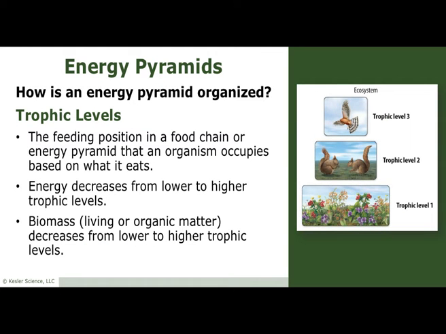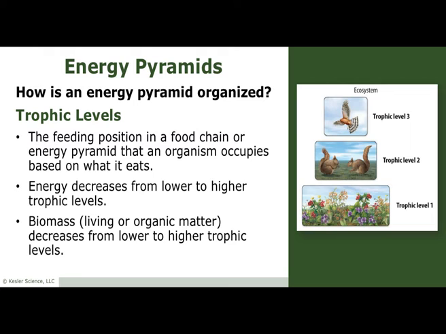In an energy pyramid, we have something called trophic levels. We talked a little bit about those last section as well. Those primary consumers, those secondary consumers, those are your trophic levels. So your position within the food chain is your trophic level.